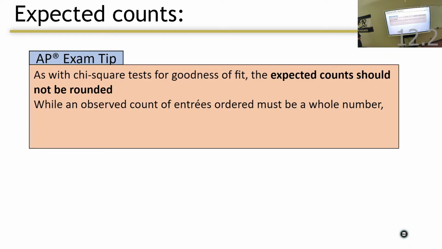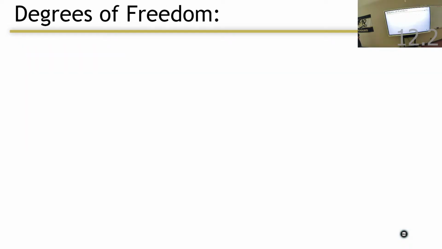Good? All observed counts will not be there. Degrees of freedom is a little bit different. In GOF, it's categories minus 1.